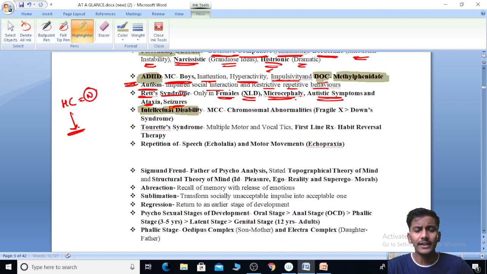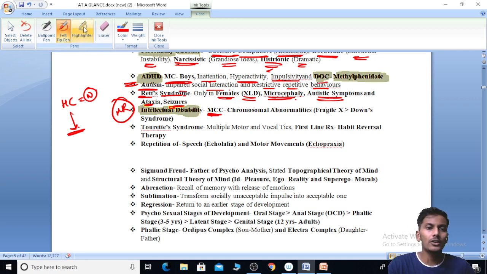Next is intellectual disability. As we all know, guys, intellectual disability is a newer name for mental retardation. The most common cause for intellectual disability is what? Please remember, the most common cause for intellectual disability is chromosomal abnormalities.